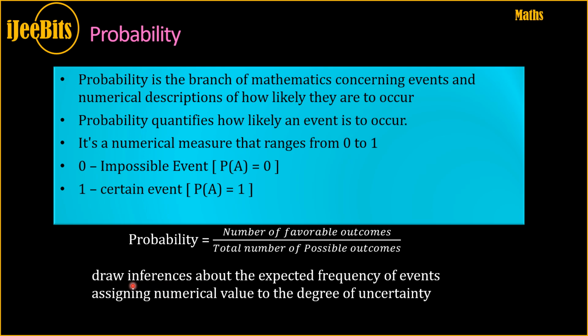Remember, drawing inferences about the expected frequency of events is what probability is. You are inferring from experiments and then giving a value to a degree of uncertainty, which is nothing but probability. Assigning a numerical value to a degree of uncertainty.